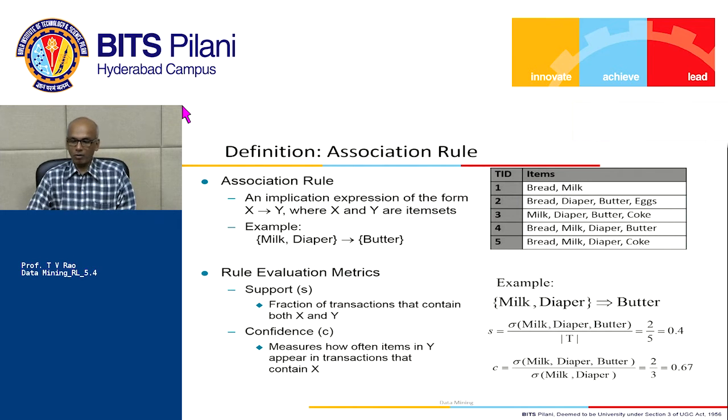And for the confidence, what we say is that among the transactions where milk and diaper are happening, butter is also present in 2 out of 3, that is in 67% of transactions. So we look at the count of milk, diaper, butter together and then divide it by the count for milk and diaper.